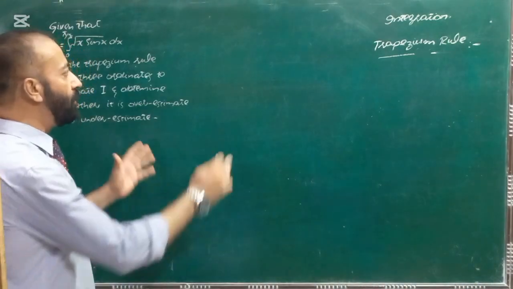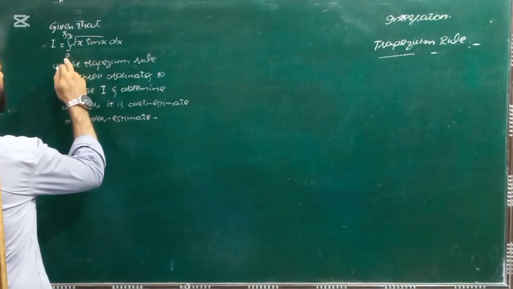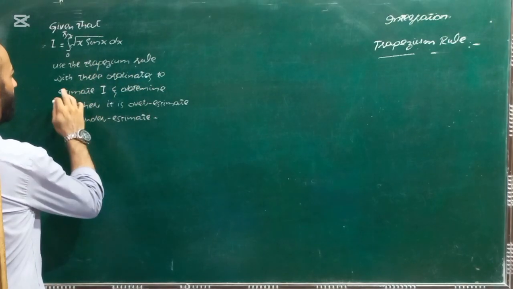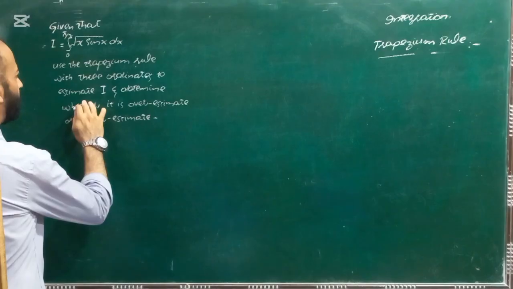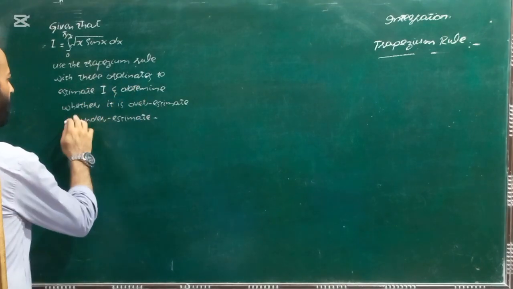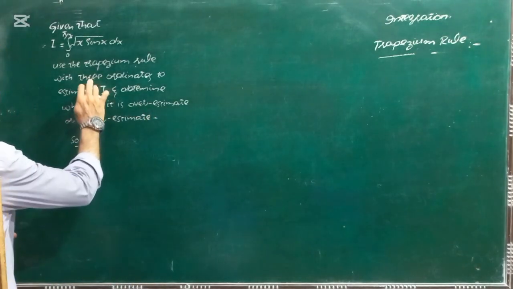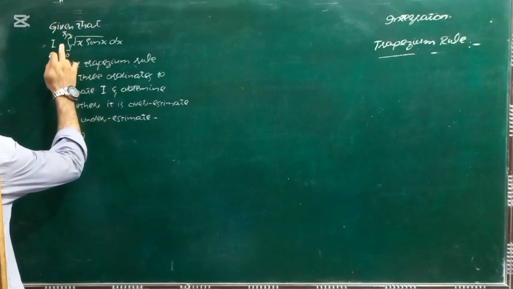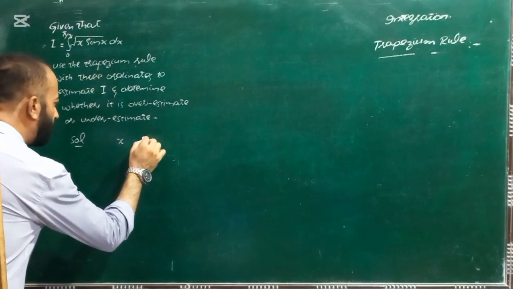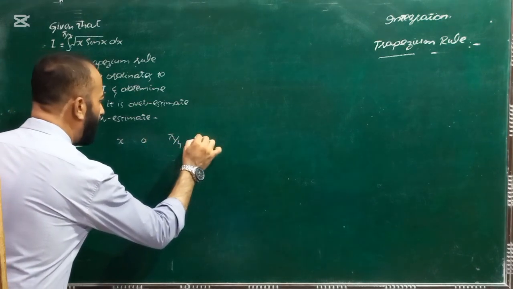Here is another question from the trapezium rule. Given that I is equal to the integral of x sine x square root, limit from 0 to pi by 2 dx, use the trapezium rule with 3 ordinates to estimate I and determine whether it is an overestimate or underestimate. So 3 ordinates, it means it will go from 0 to pi by 4 and then pi by 2. So x will be 0, pi by 4, and then pi by 2.